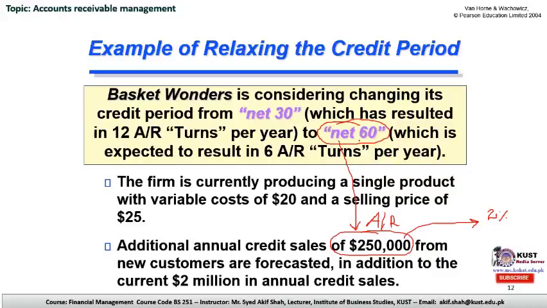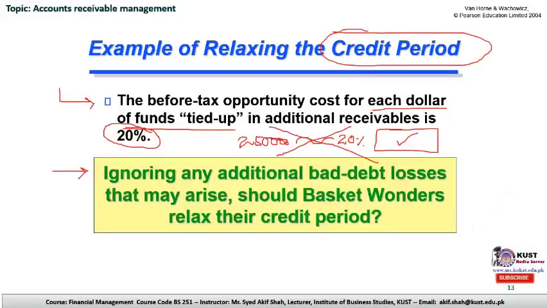So the higher the length of the credit period, the greater the chance of bad debt losses. So we have to take care of the bad debt losses to the company if we are relaxing the credit period to the prospective credit customers. But here the question is saying that we have to ignore the additional bad debt losses because of this relaxation. Otherwise, it will be a quite complicated numerical case to calculate the profitability and cost involved.